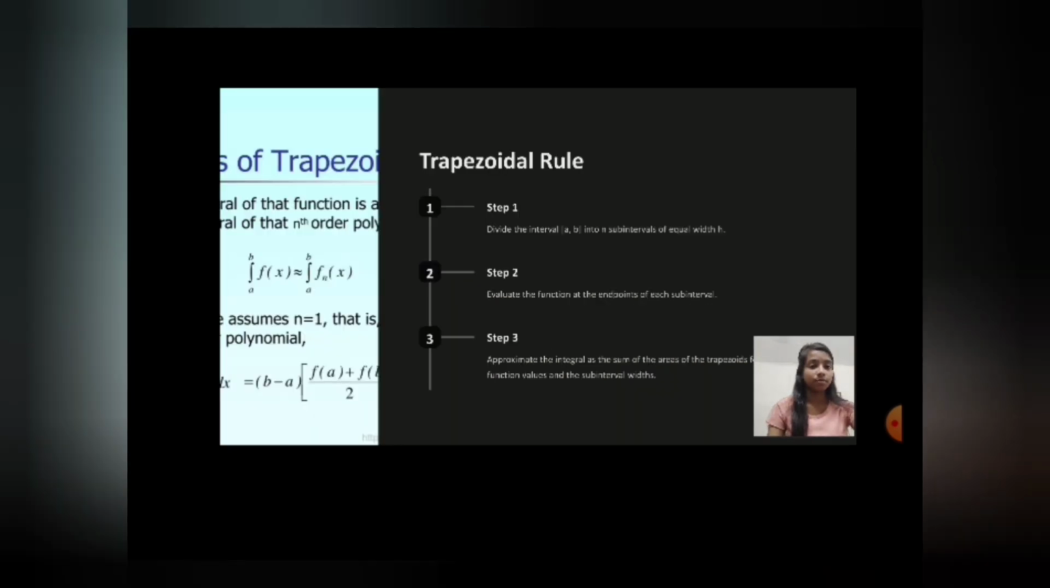Trapezoidal rule. Step 1: divide the interval [a, b] into n subintervals of equal width. Step 2: evaluate the function at the endpoints of each subinterval. Step 3: approximate the integral as the sum of the areas of the trapezoids, using the function values and the subinterval widths.